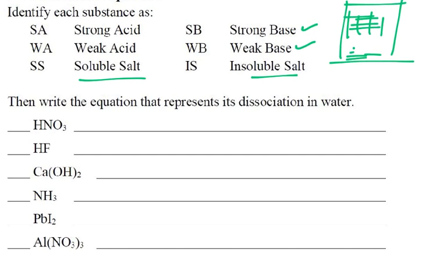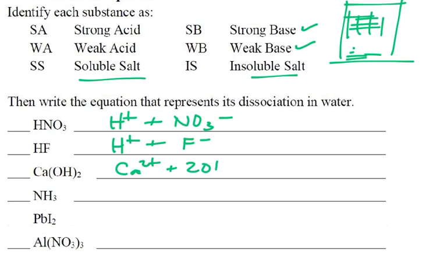It's going to break up into its ions. Okay, so HNO3 is going to break up to give you H plus and NO3 minus. HF is going to give you H plus and F minus. Calcium hydroxide is going to give calcium 2 plus and 2 OH minuses. NH3, that's the one we have to remember that you put it with water, double arrow, and then you get NH4 plus and OH minus. And remember why: there's an H that leaves here and goes over here, H plus, and you get NH4 plus and OH minus.